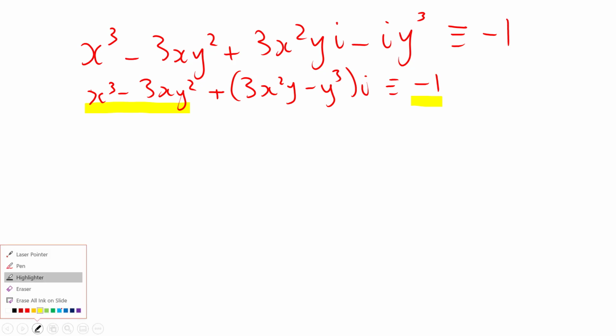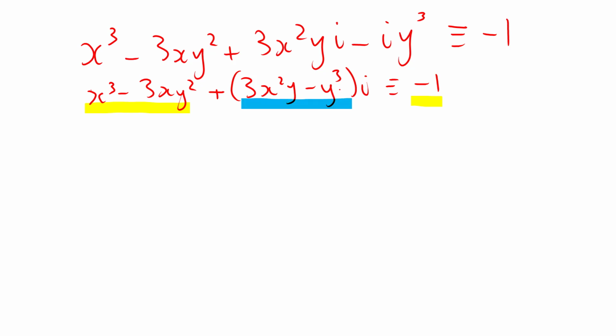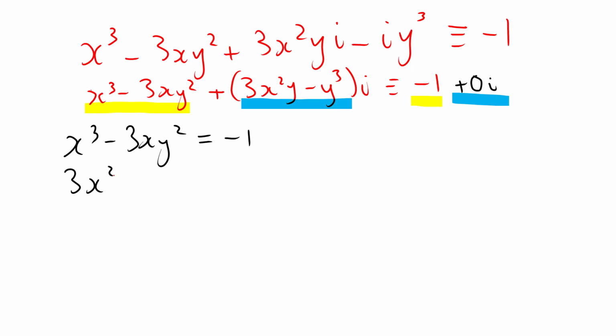Similarly, the imaginary part of our left-hand side has to equal the imaginary part of our right-hand side, which actually, well, there's nothing there. We have 0i, which means that we end up with some simultaneous equations. x cubed minus 3xy squared is equal to minus 1. Let's just get rid of one of these lines. Similarly, we have that 3x squared y minus y cubed equals 0.